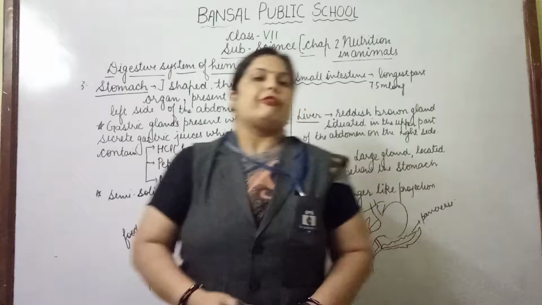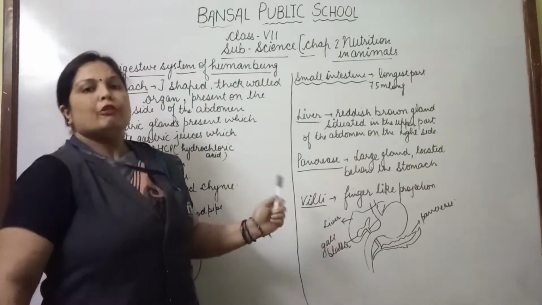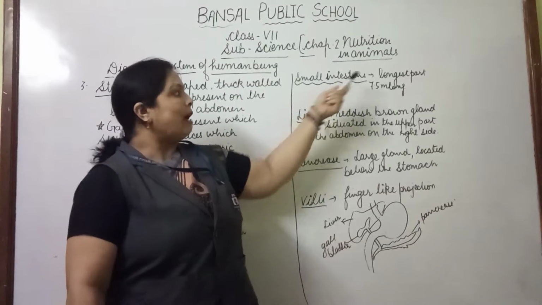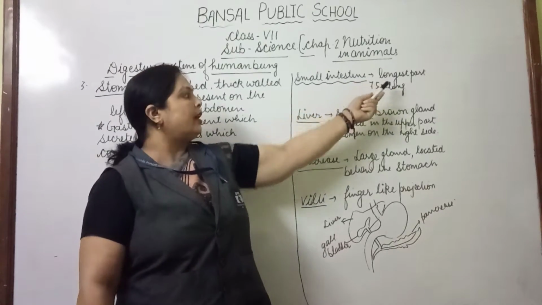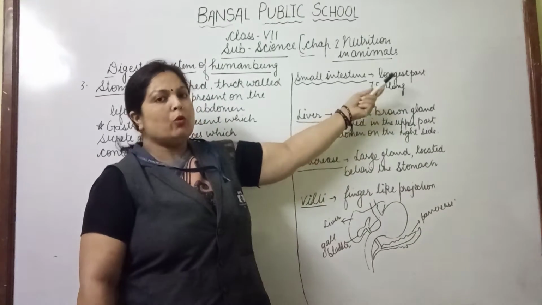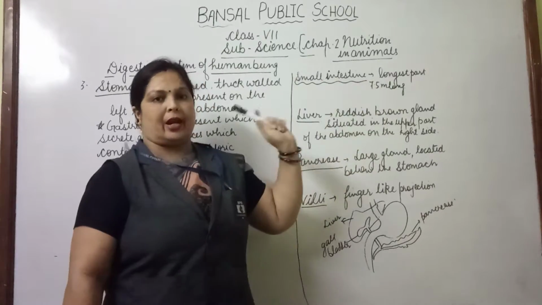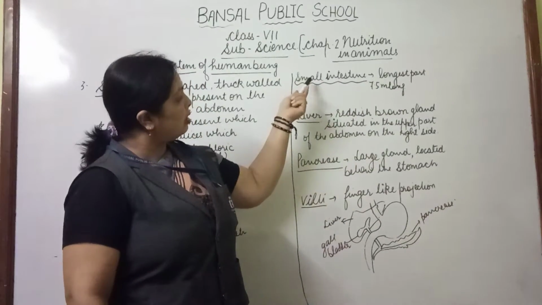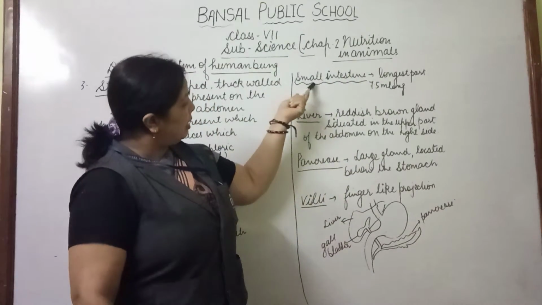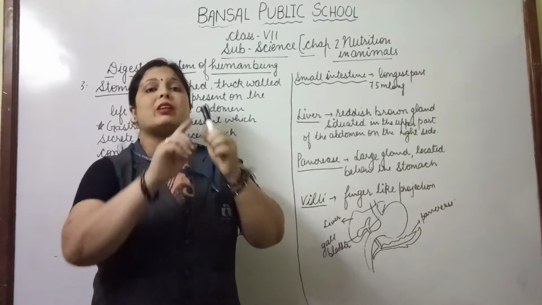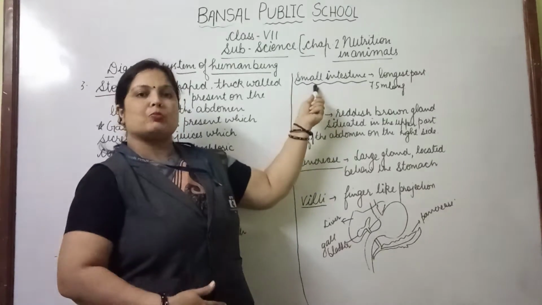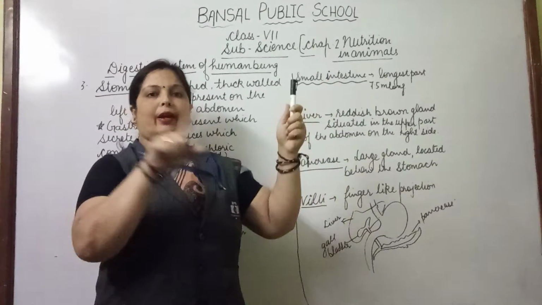Clear? Now, from the stomach, food passes into another organ known as the small intestine, which is the longest part of our alimentary canal, about 7.5 meters long, compared to the large intestine. But listen carefully, why is it called the small intestine? Although it is the longest part, it is known as the small intestine because it is very narrow. Due to being narrow, it is known as the small intestine, which is present in a coiled way.